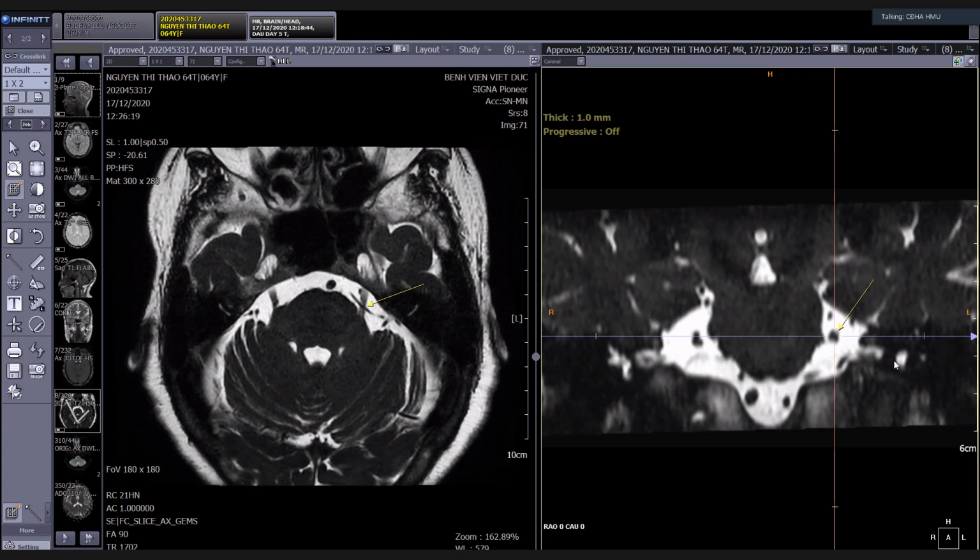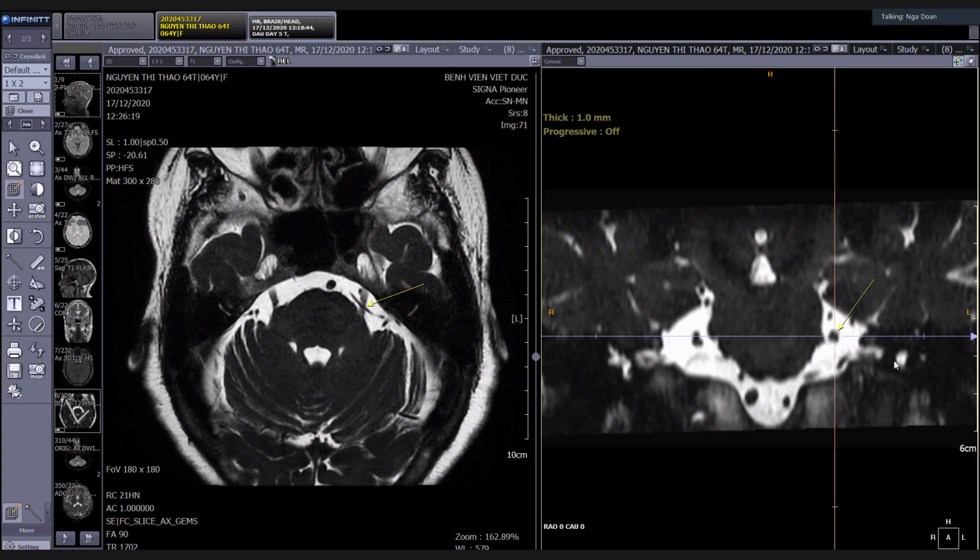And Nga, how about the role of clinical symptom? For example, if I see the connection, the compression or the abnormality between the nerve and the vascular structure, but the patient doesn't have any clinical symptom, can I conclude that? Can I make a diagnosis of neurovascular conflict?